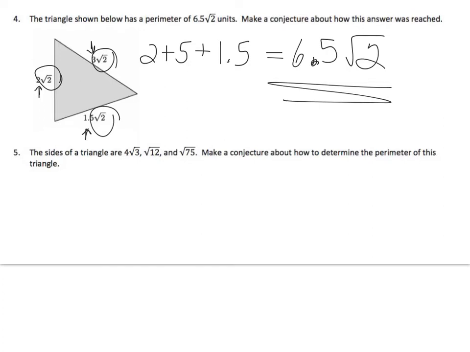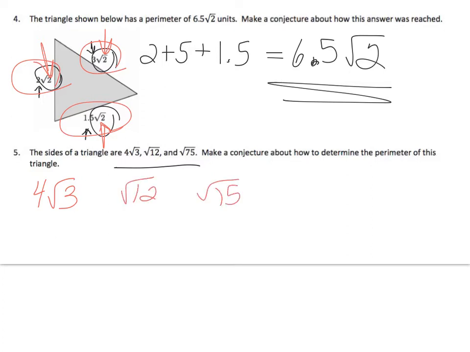Let's look at number 5. The sides of a triangle are 4 square root 3, square root 12, and square root 75. Make a conjecture about how to determine the perimeter of this triangle. Well, if I'm trying to add all these things together, I could add all of those coefficients, the numbers in front of the radicals, together because every side of the triangle had a radical 2. Okay, they were all the same radical. So if I can get these to the same radical, then maybe I can add them together too.